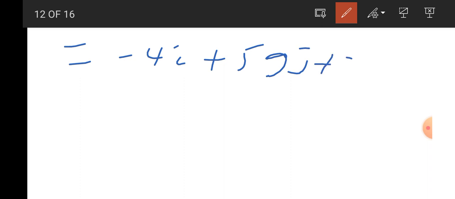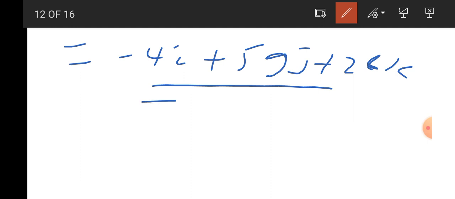So this is equal to minus 4 in the I, plus 59 in J, plus 26 in K direction. This is the cross product, or the vector product, of two vectors.